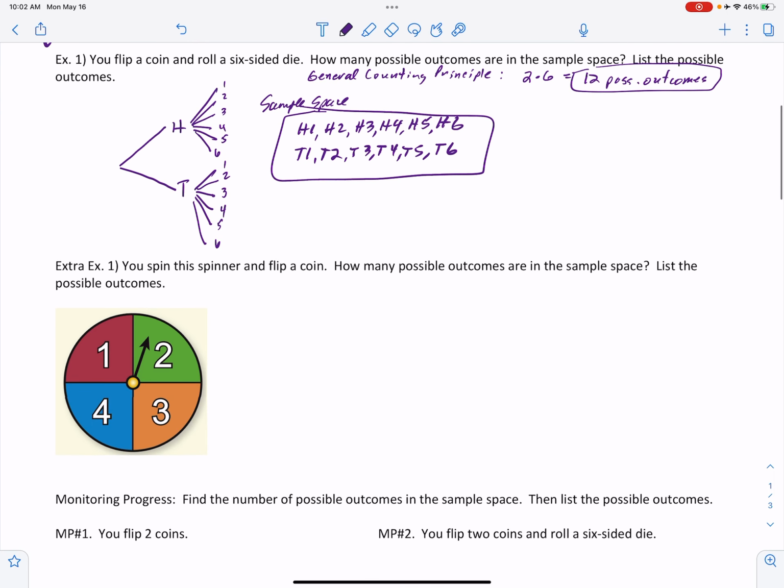Another example, you spin the spinner and you flip a coin. How many possible outcomes are there in the sample space? Well, when you spin the spinner, you get a 1, 2, 3, or 4, so there would be 4 possible outcomes on the spinner, and if you flip a coin, it's heads or tails. There's 2 outcomes there. There's a total of 8 possible outcomes.